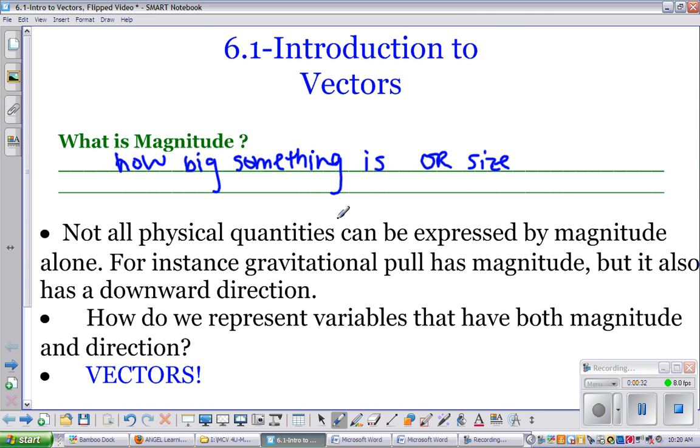When you're looking at some physical quantities, they can be expressed by a magnitude alone. However, there are some that need more than just magnitude, and they also might need a direction. So how can we represent this? It can actually be represented through vectors.